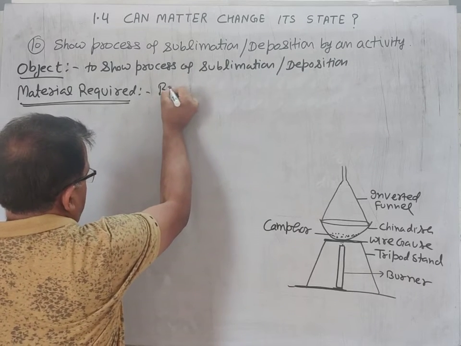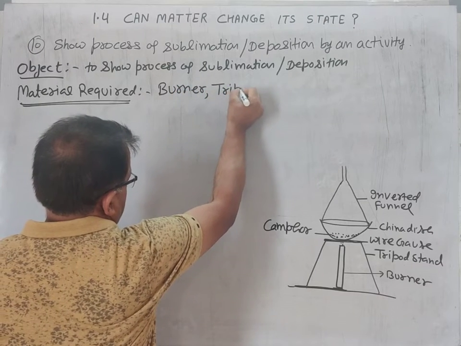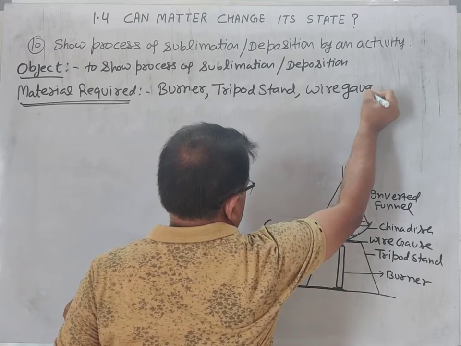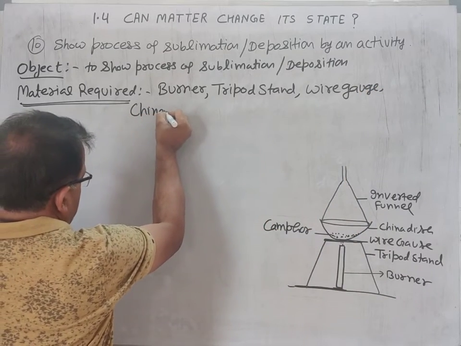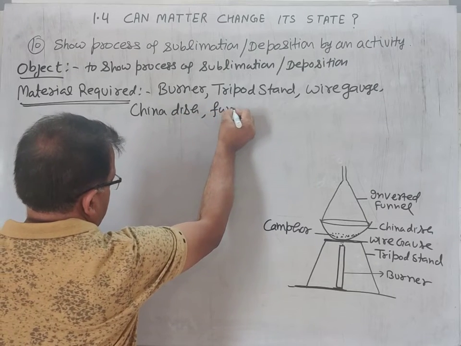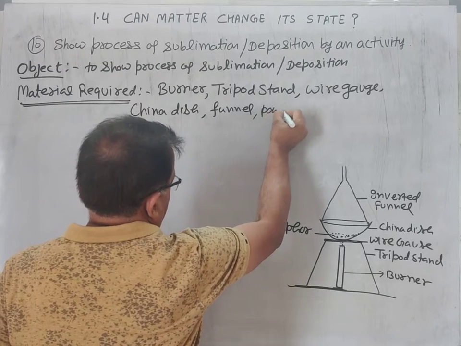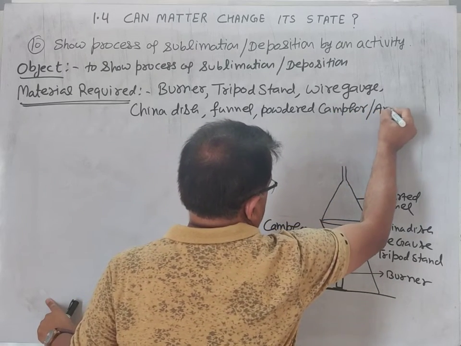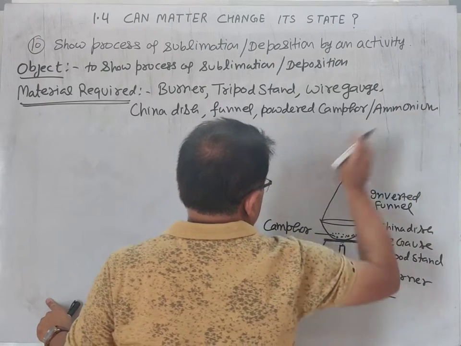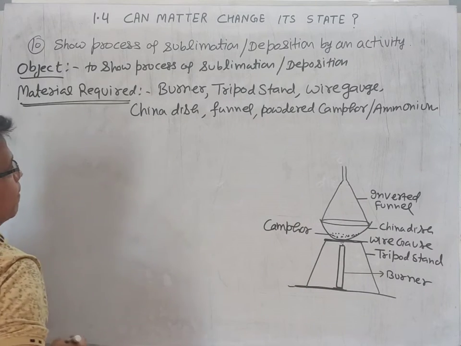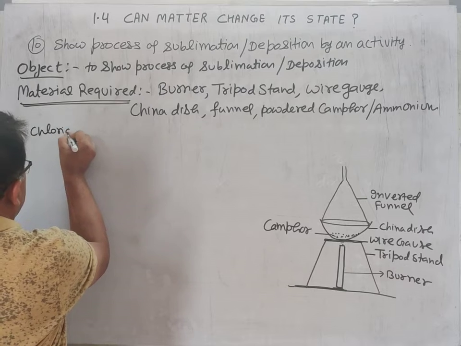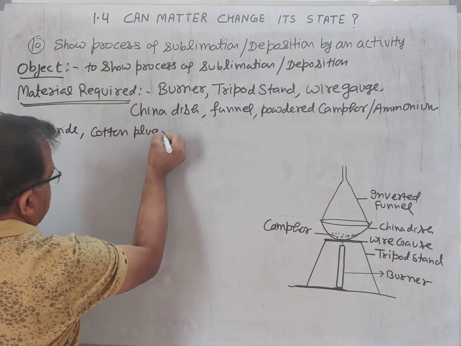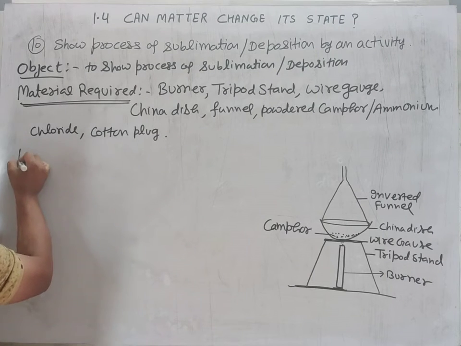So it is one burner, tripod stand, wire gauze, china dish, funnel, powdered camphor, or we can also take ammonium chloride, powdered ammonium, cotton plug, matchstick, etc. Now procedure.